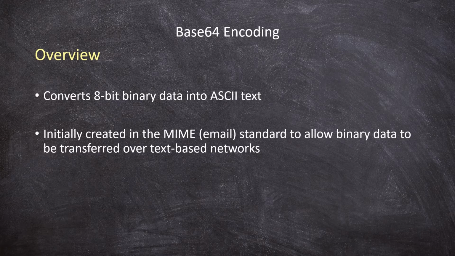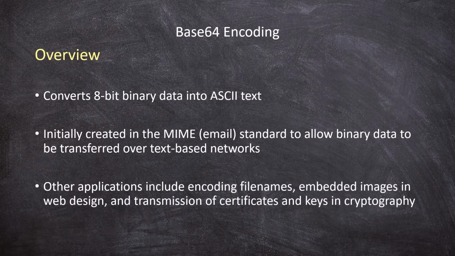To solve this, before the email is sent out, the binary data is first encoded into printable ASCII characters using Base64, and then sent out to a receiver. Once the message is received on the other side, the data is then decoded back into binary using Base64. In the modern world, Base64 has moved beyond simple email protocols, and we can now find them in many applications, including encoding file names, embedding images in web page documents, and even encoding certificates and keys in cryptography. So now that we know what it is, let's take a look at how it works.